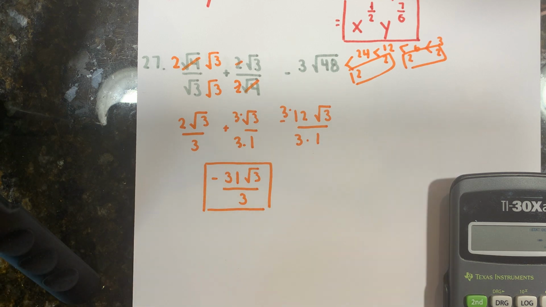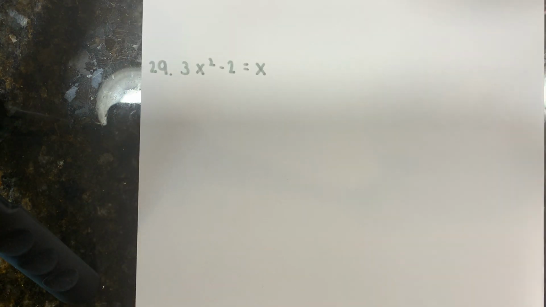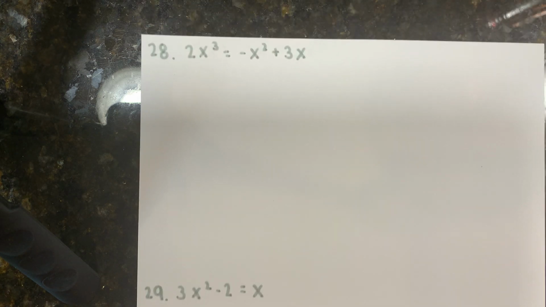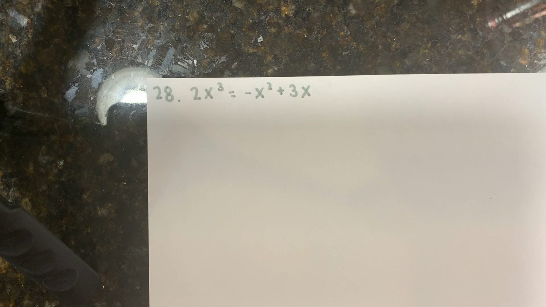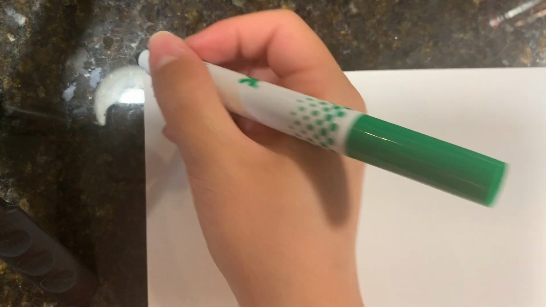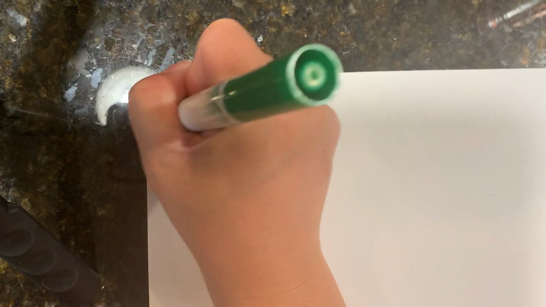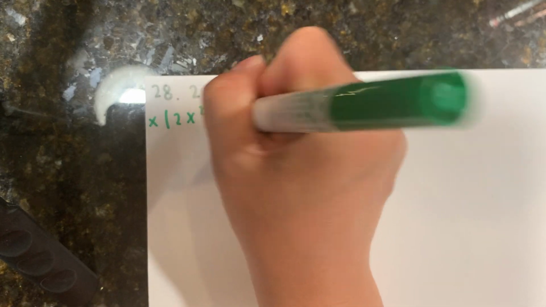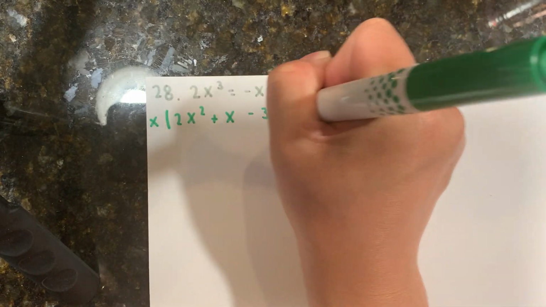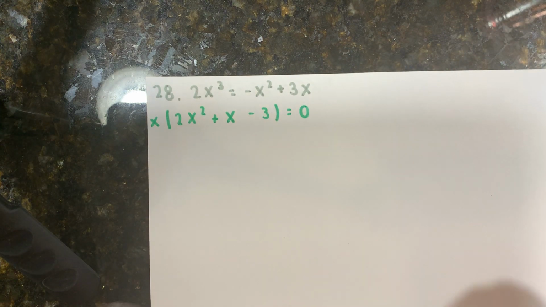Now only a few more problems. So number 28, I have to solve for x. The first thing that I'm going to do is bring everything over to the left-hand side and factor out an x, meaning that I would be left with 2x squared plus x minus 3 equals 0.